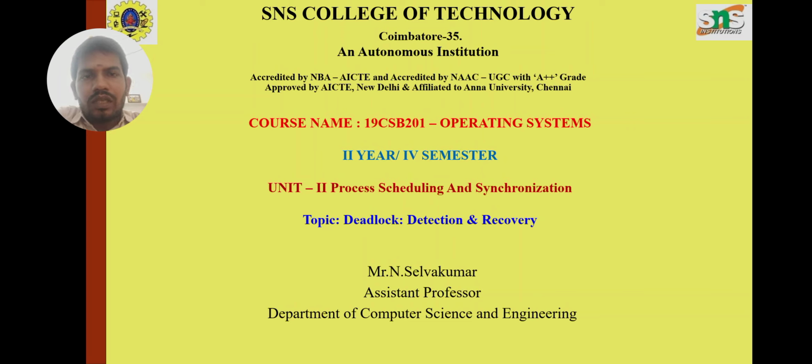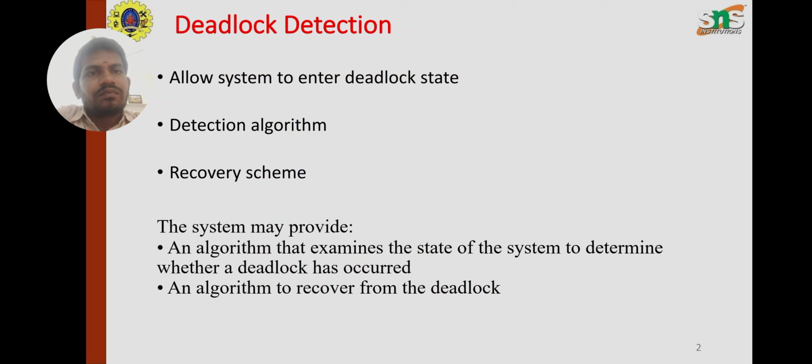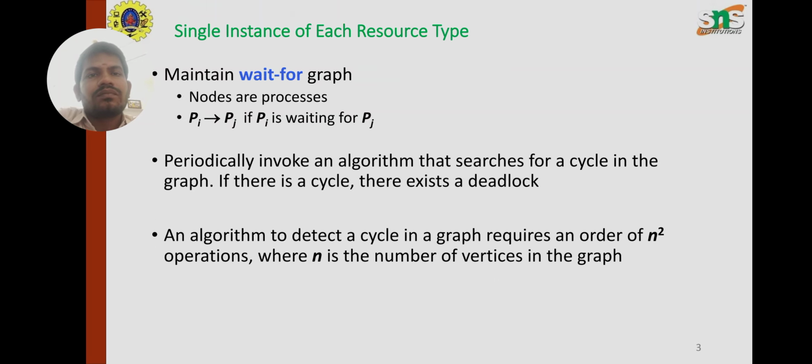Now I am going to explain what deadlock is, and deadlock detection and recovery in operating systems. So, deadlock detection. We allow the system to enter a deadlock state, and then use a detection algorithm and a recovery scheme. The system may provide an algorithm that examines the state of the system to determine whether a deadlock has occurred, and an algorithm to recover from the deadlock.